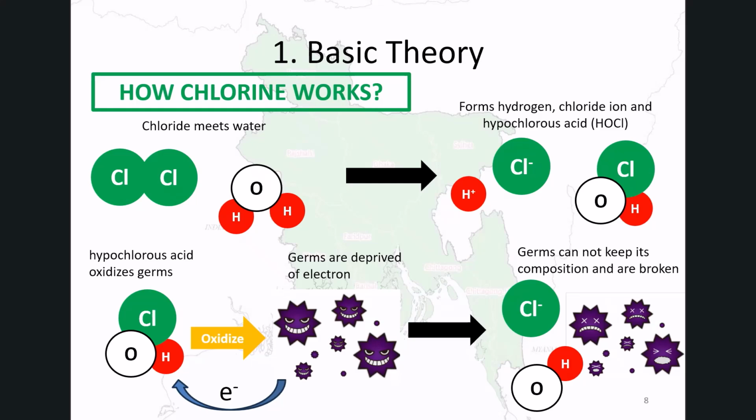When chlorine meets water, a chemical reaction occurs. Chlorine forms hypochlorous acid, chloride ions, and hydrogen ions. The most important substance here is hypochlorous acid. Hypochlorous acid is a powerful oxidizing agent. It attacks germs by removing electrons from them. This process destroys the internal structure of bacteria and viruses, preventing them from maintaining their cellular composition. Because of this oxidation process, germs are broken down and cannot survive.